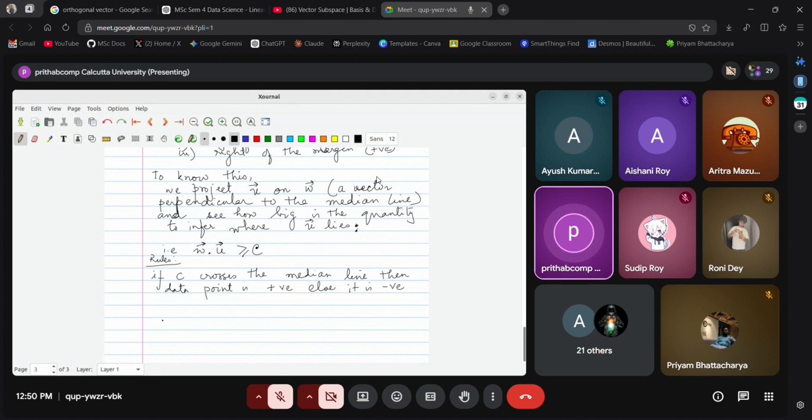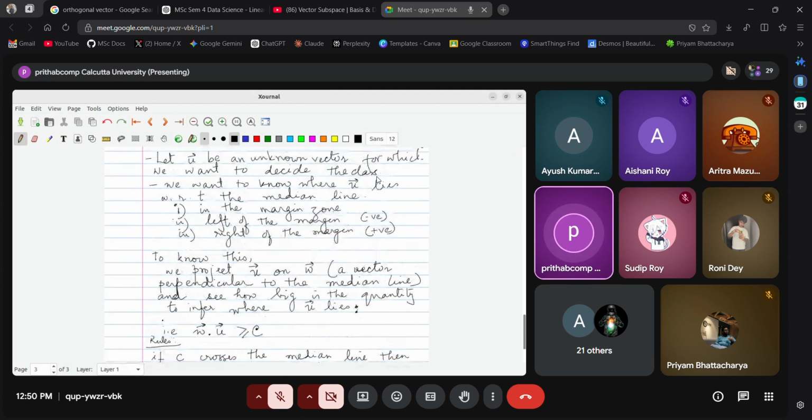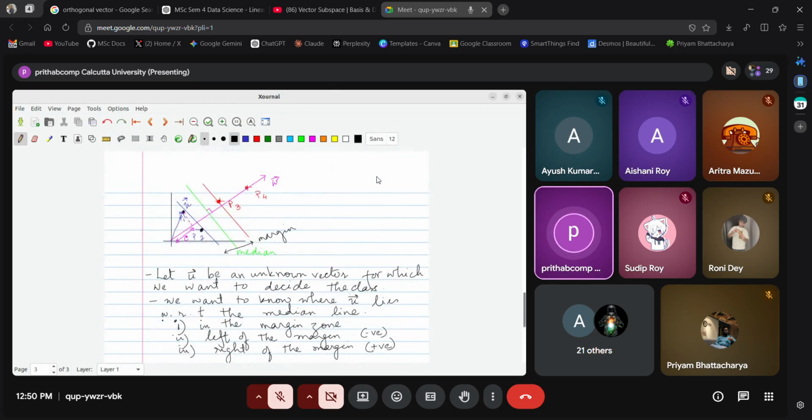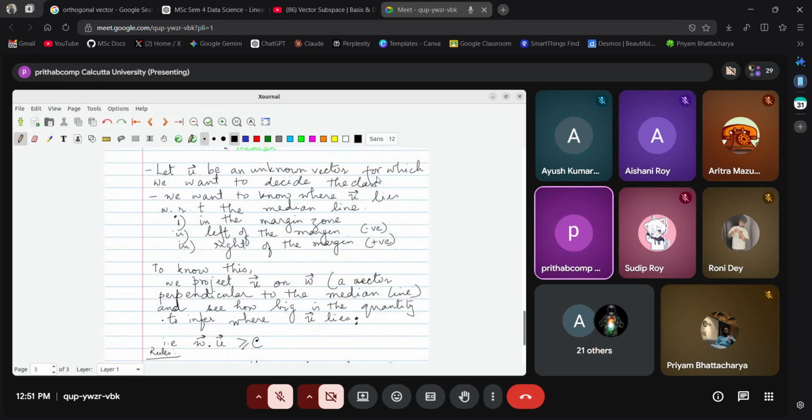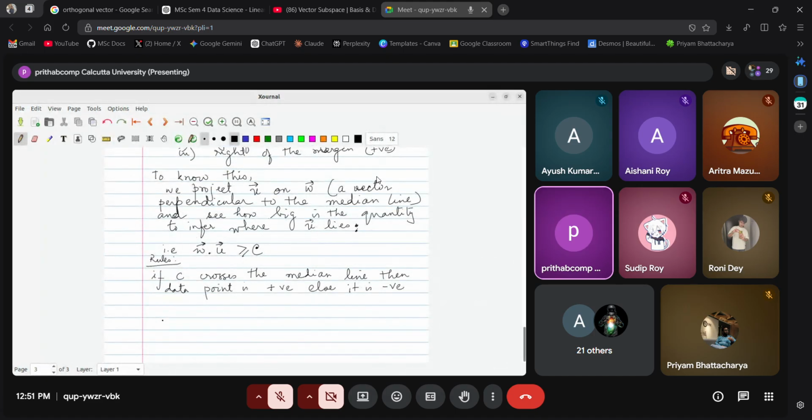So just to summarize, we have any unknown point that is a vector. We project that on a vector that is perpendicular to the median line of the maximum separation between the two different classes. And the assumption is what? The assumption is that there exists a separable hyperplane between the two classes.